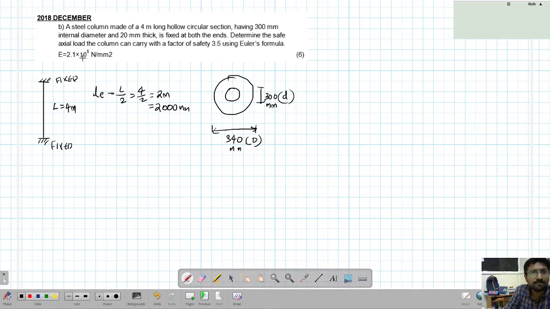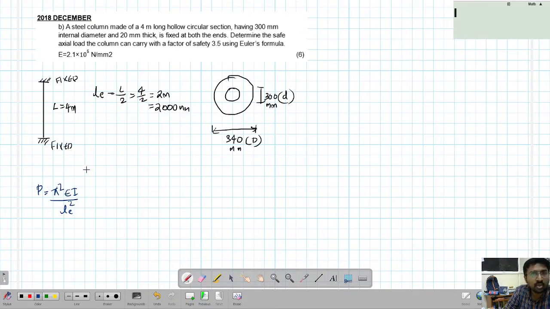Now, we have to find the safe load using Euler's formula. Now, what is Euler's formula? We'll write the Euler's formula. Euler's formula is given as pi square EI upon LE square. This is the Euler's buckling formula. This is the buckling load.